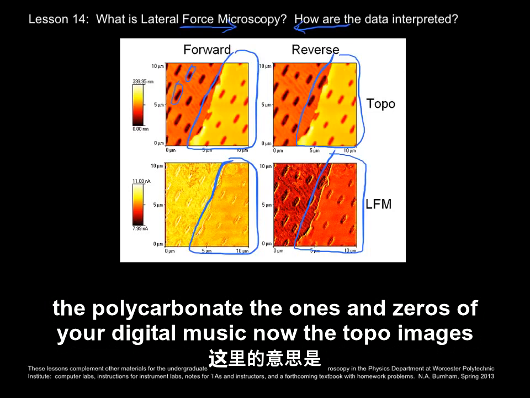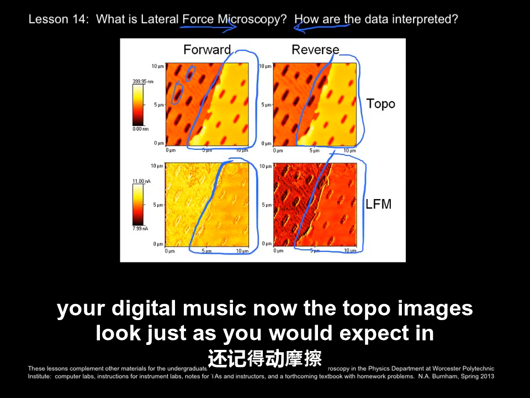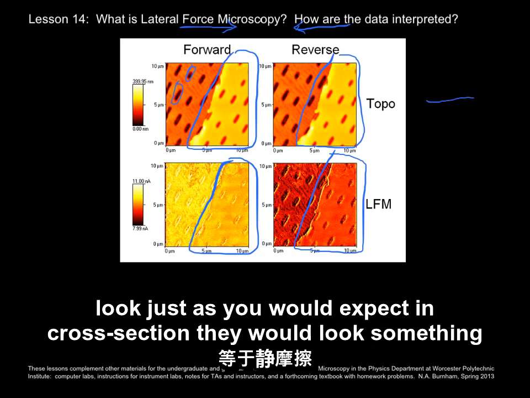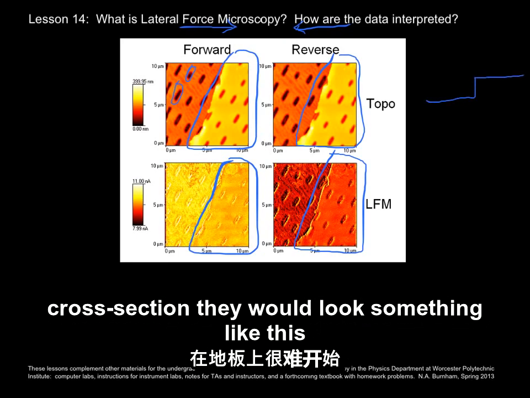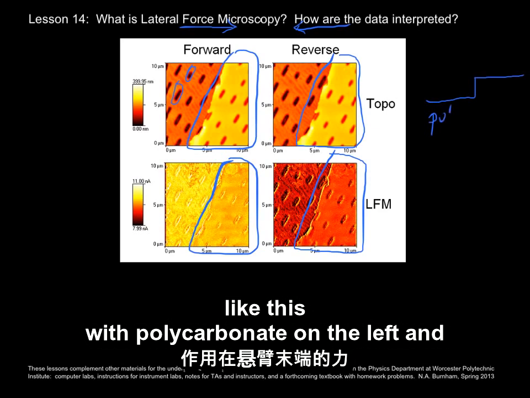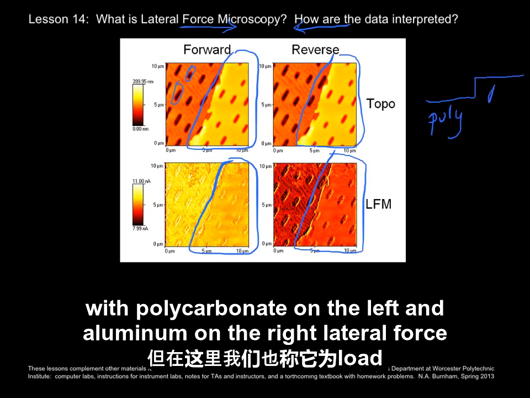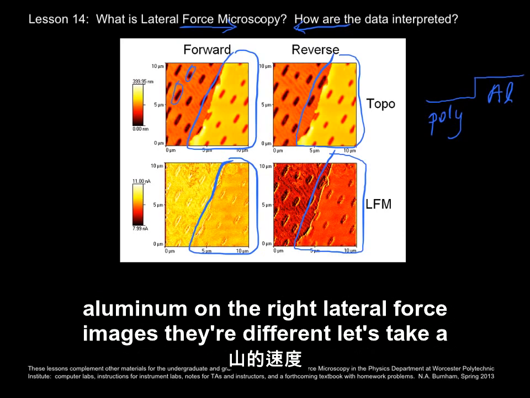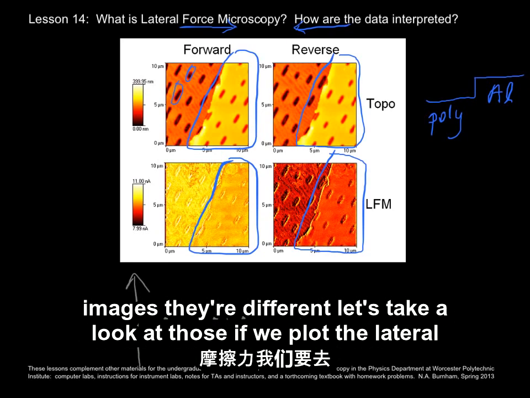Now, the topo images look just as you would expect. In cross-section they would look something like this, with polycarbonate on the left and aluminum on the right. The lateral force images, they're different. Let's take a look at those.